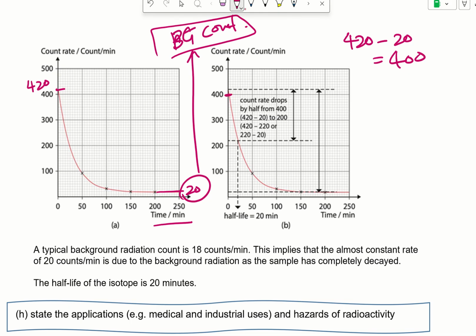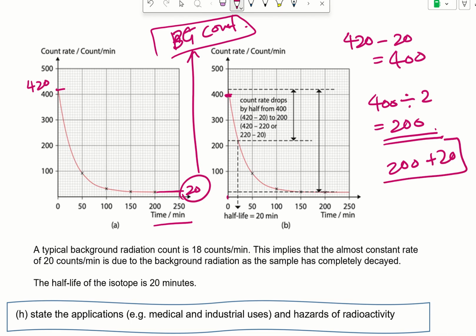So at time 0, the count rate of 400 is due to the nuclear sample. 400 divided by 2 is 200. Now I'm trying to find the half-life of this sample. So I should go to 200 plus 20, because I need to take into account the background count. Instead of going to 200, I should go to 220. This takes into account the background count of 20, which is still happening. Then I get the half-life of 20 minutes.